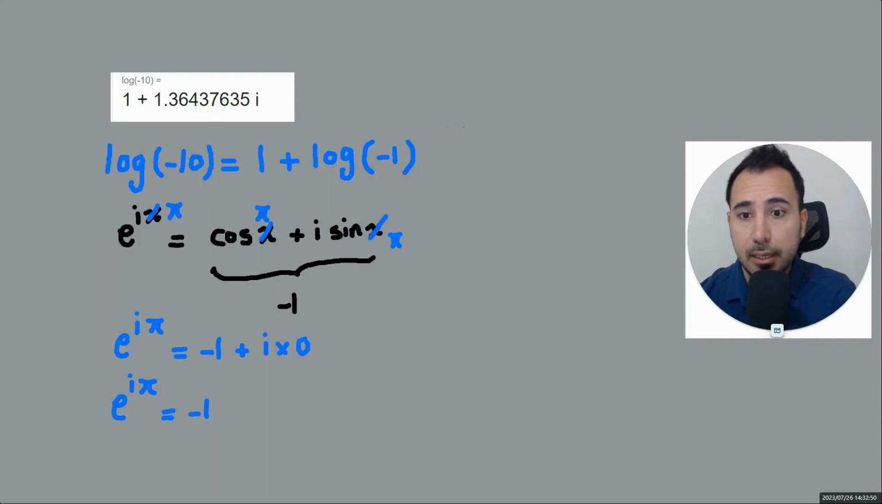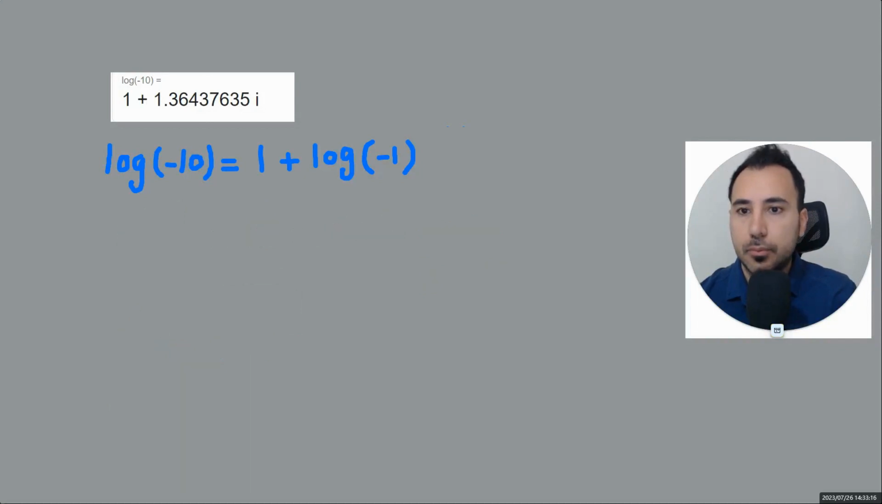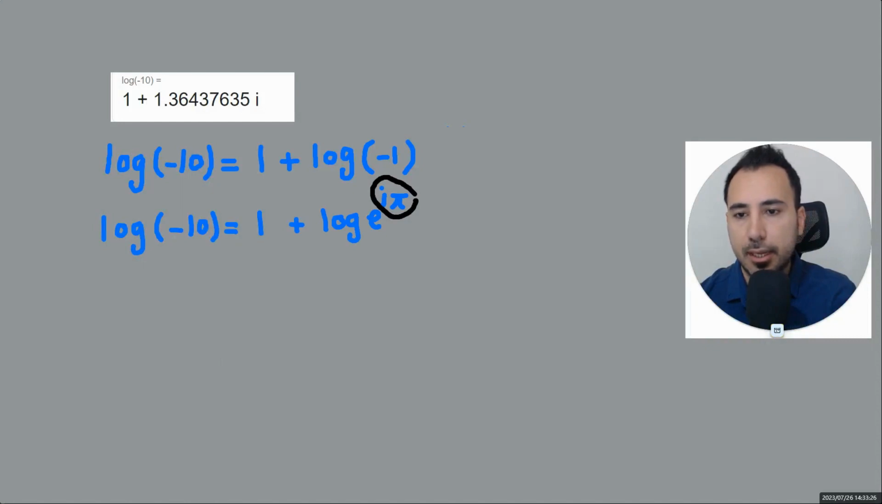Just one thing: here instead of pi, we could have also written 3 pi or 5 pi, or we could have written negative pi. All of these will produce new values for log negative 10. So how many of them do we have? Infinite values for log negative 10. So now let's go and replace that: 1 plus log of e to the power of i pi. We know that this exponent can jump down over here. Let's just do that.